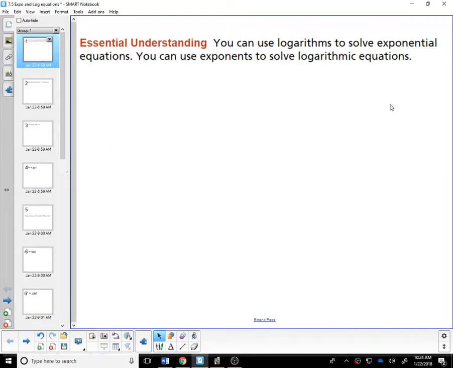Alrighty, so this is 7.5. The objective of 7.5 pretty much is to solve exponential equations and logarithmic equations.